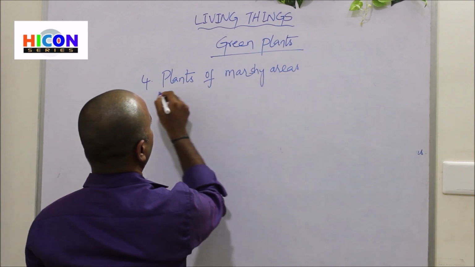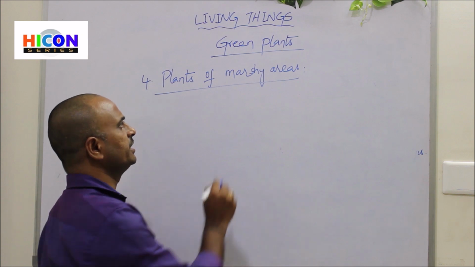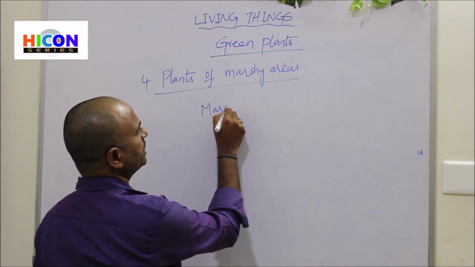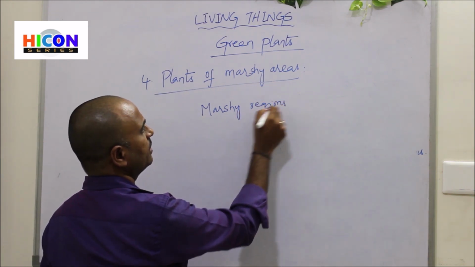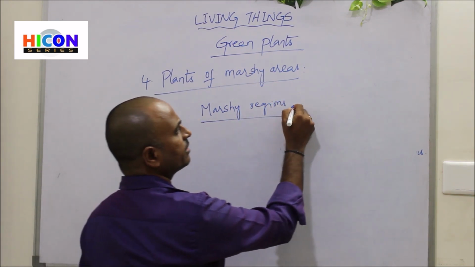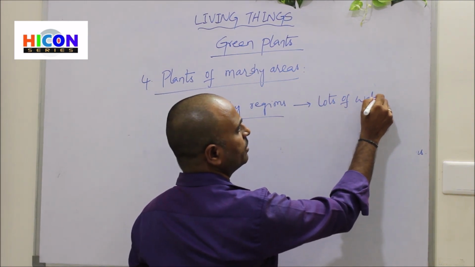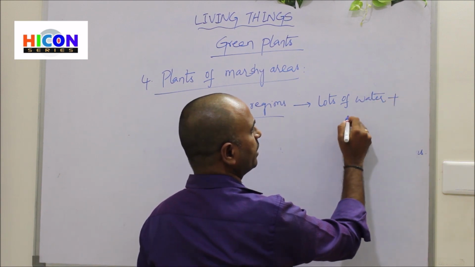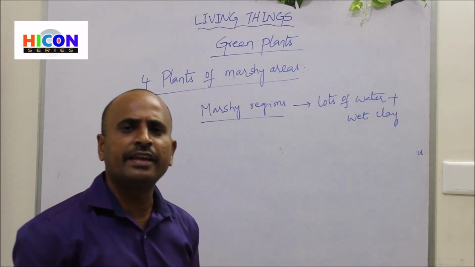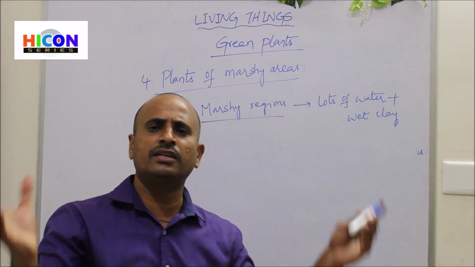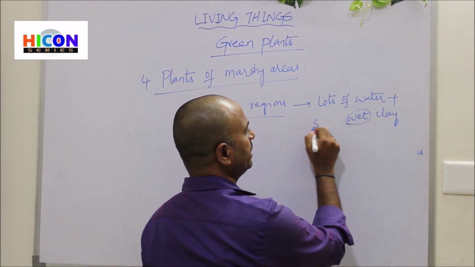Plants of marshy areas. So what are marshy areas? Marshy regions have a lot of water with wet clay, especially sticky clay.